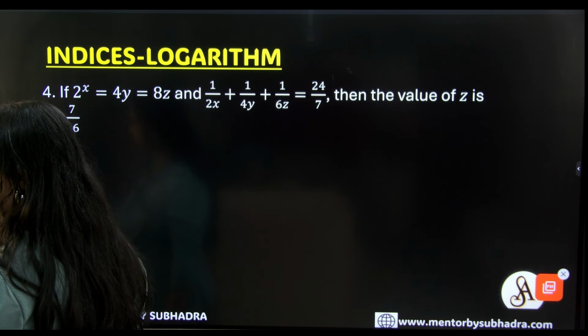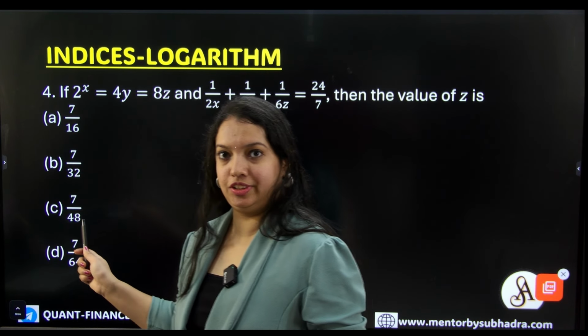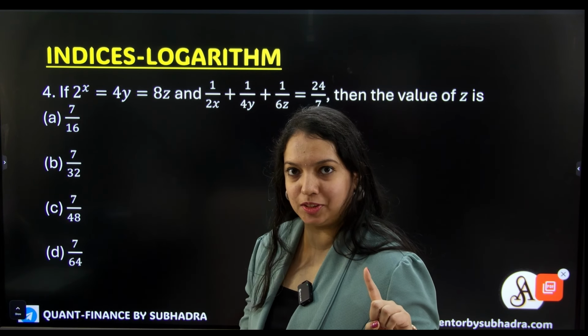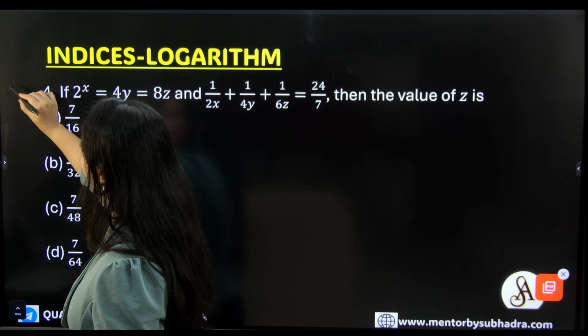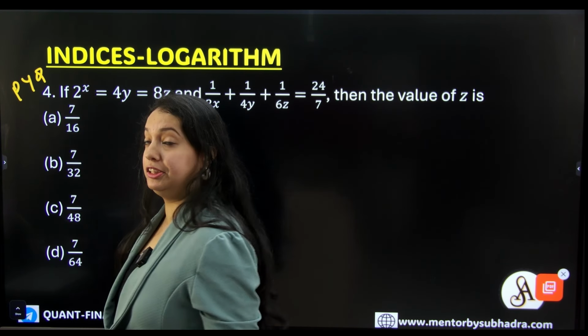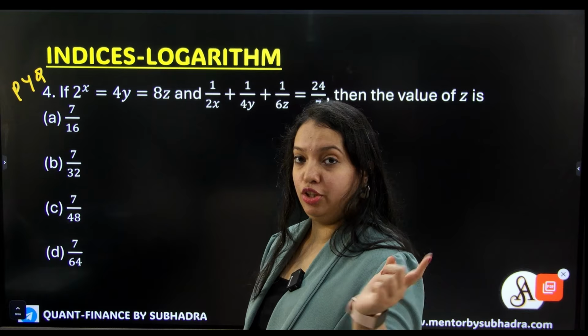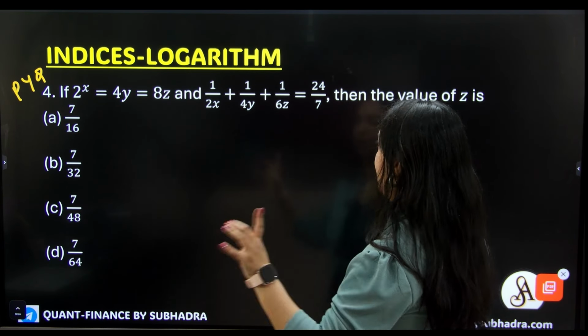Next question is from indices. This question was asked in December 2023 and June 2024. Previous year exam questions are covered in my Thunderbolt. You can refer to it for a detailed solution.